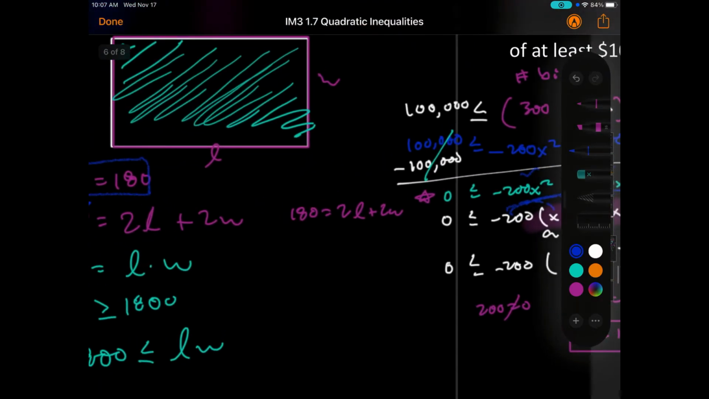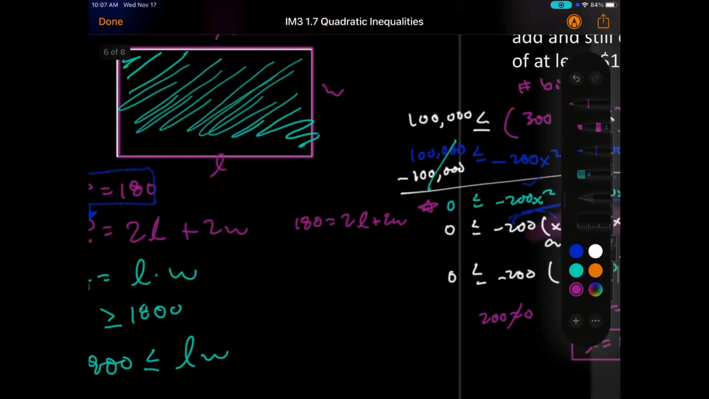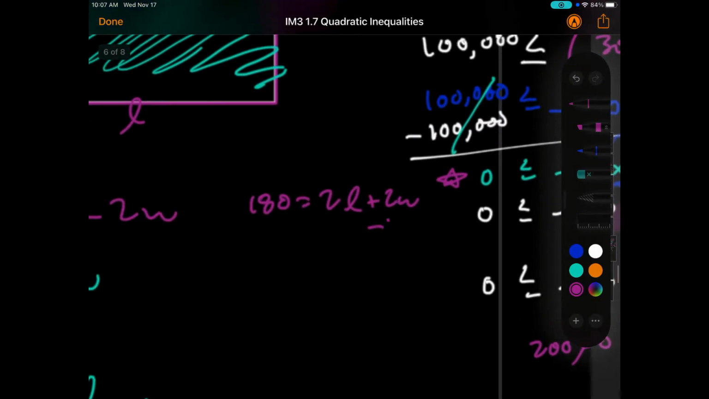So we want to get rid of length. And to do that, I'm just going to solve for L in terms of W and put it into the blue equation, okay? Let me show you how to do that. So if I solve for L, meaning getting L by itself, I'm going to subtract 2W. These are obviously not like terms, so I can't get 178. So it would be 180 minus 2W equals 2L.